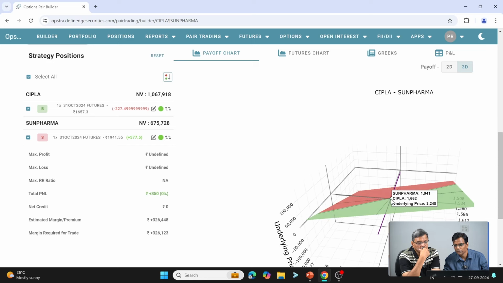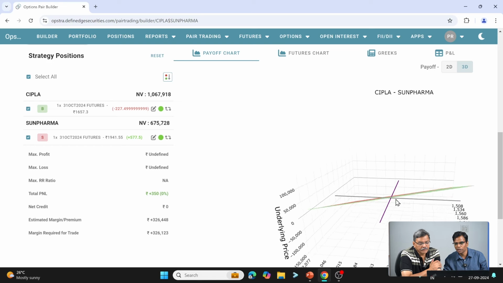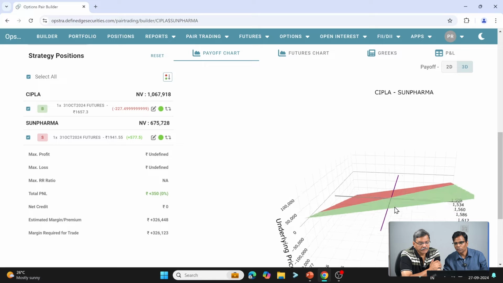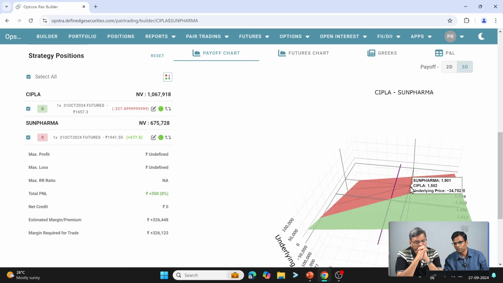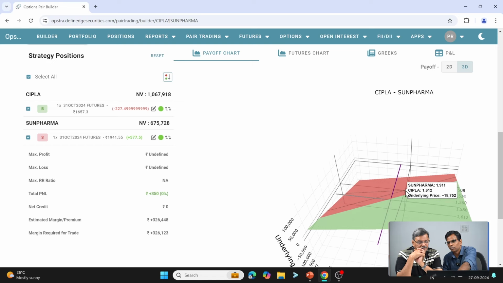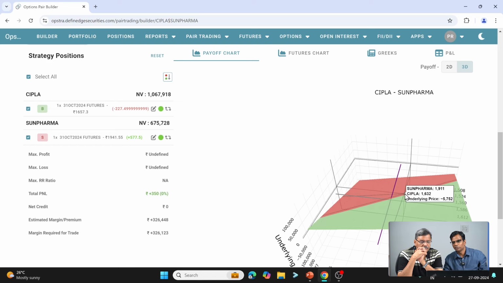Now let's say Sun Pharma goes up by 1% and Cipla stays at the same price. Then what happens? This is a slightly complicated part because it is 3D, so you will require more time to work on it and understand it, because the only way to understand is by using it yourself. So Sun Pharma went up, but Cipla went down. See here you can see the underlying PNL. It is negative.